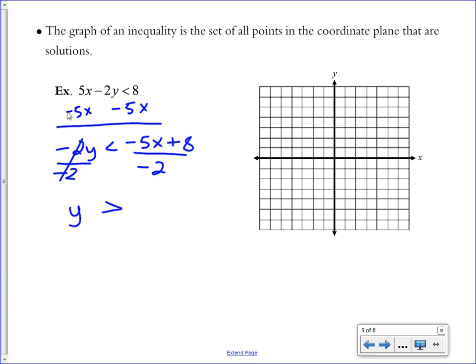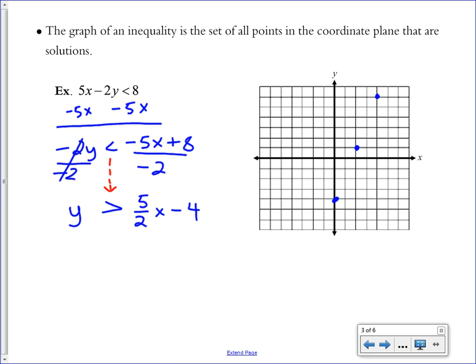I'm going to switch colors to show you here. I have switched the inequality sign because I divided by a negative number. Simplify the right side, 5 over 2x minus 4. There's my boundary line. I'm going to put that on the graph using the intercept, which is at -4, and the slope, which tells me to go up 5 over 2. Up 5 over 2 again.